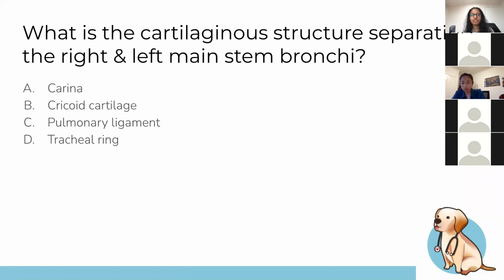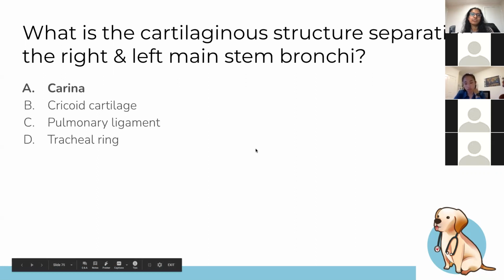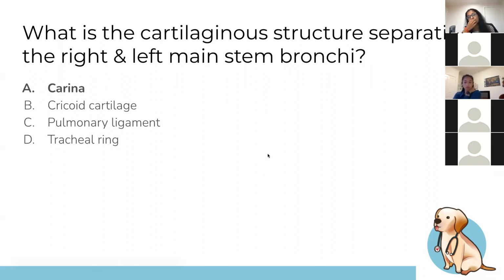So anyone want to just pop in the chat what the structure is that separates the right and left main stem bronchi? Anyone remember? Yeah, easy. Yeah, it was the carina. So the carina is that thing where the trachea will bifurcate, and that's where the trachea will turn into your right and left main bronchi.